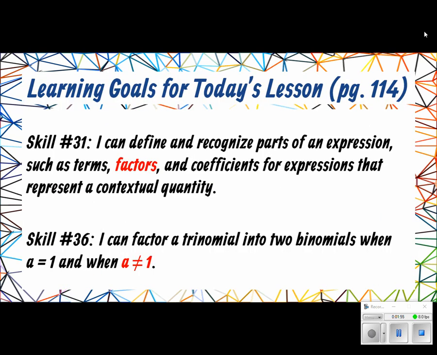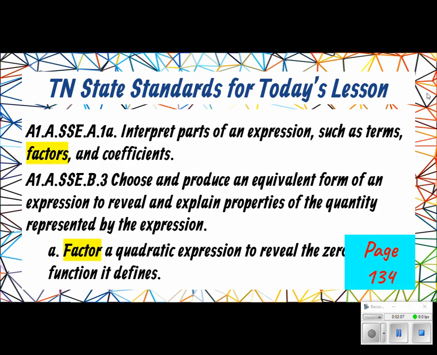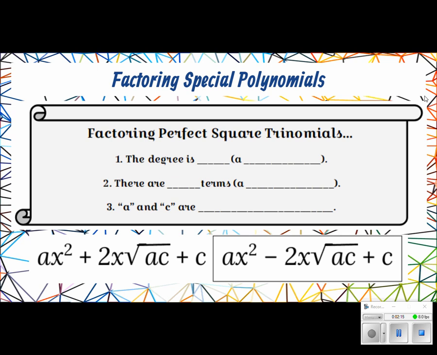All right, we're still factoring, and we're looking when A is 1 and A is not 1, but these are special. So remember that we're doing special polynomial factoring. And we are on page 134 in the notes. All right, so we're going to start with our perfect square trinomials. Those are our parentheses squared. And so we're looking at a degree of 2. It's a quadratic. There are 3 terms. It's a trinomial. And A and C are perfect squares.